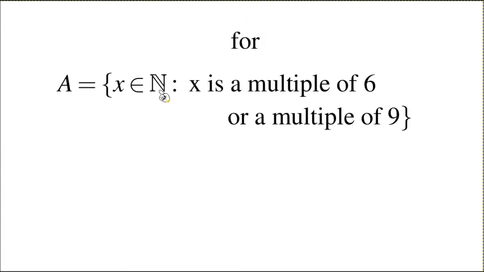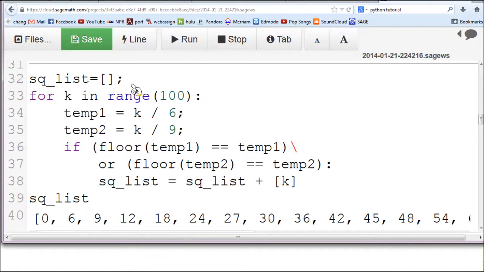This n represents natural numbers starting from 1. So x is a multiple of 6 or a multiple of 9. This is the union of the multiples of 6 and the multiples of 9. So this is how I did it, just implementing this idea exactly into this Sage environment.